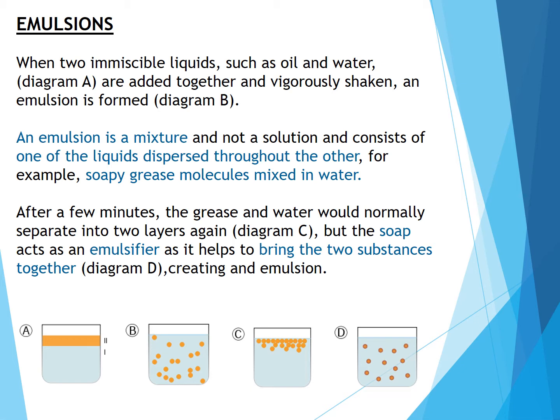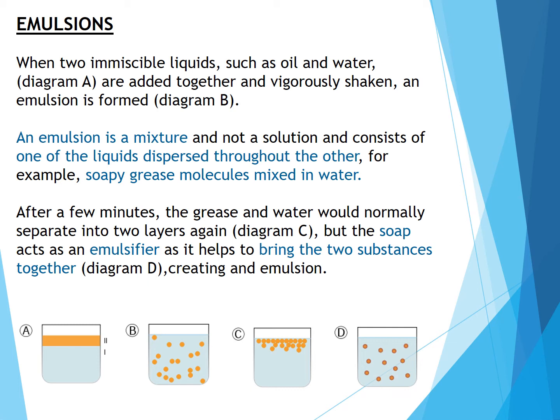So for instance, oil and water are immiscible within each other, as in diagram A, and they create two very distinctive layers. If, however, you were to vigorously shake a mixture of oil and water, you would end up with diagram D. Now, this is an emulsion because small droplets of one liquid are dispersed in the other liquid, but it doesn't last for very long. Very, very quickly, they would start to separate back into their two distinct layers again, as in diagram C.